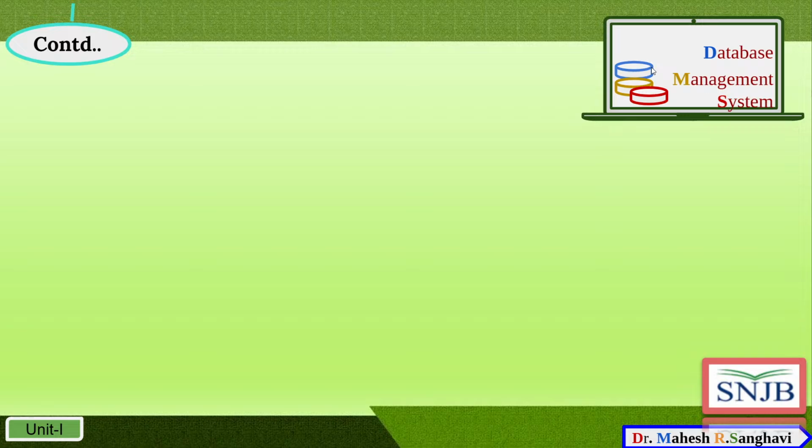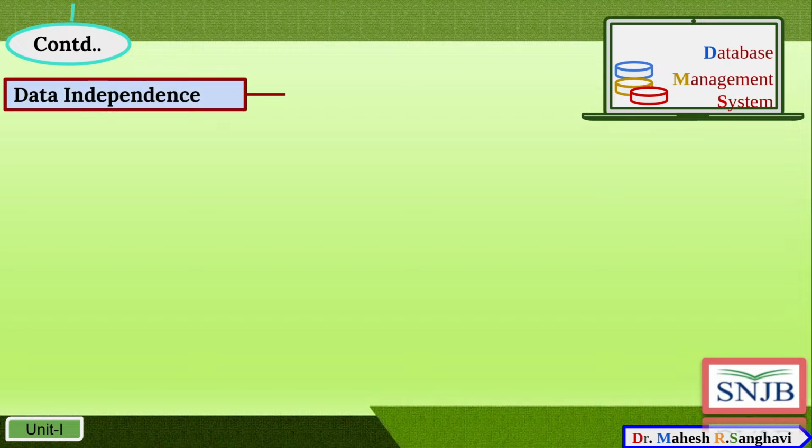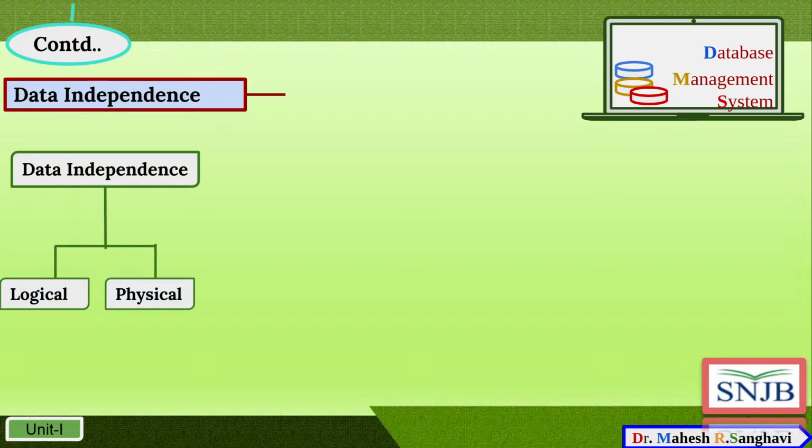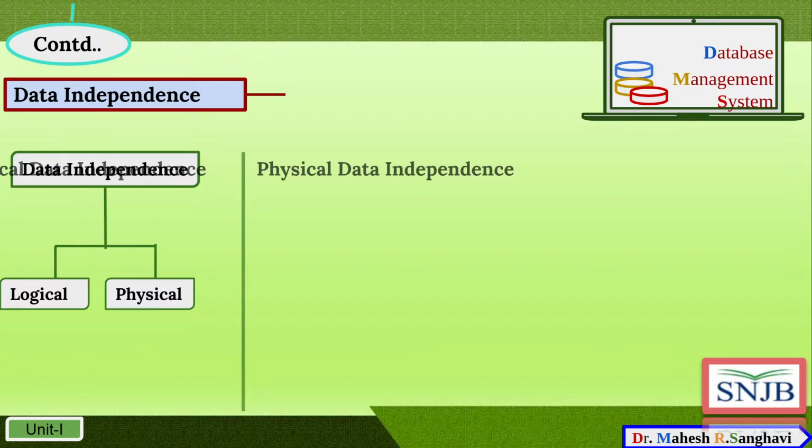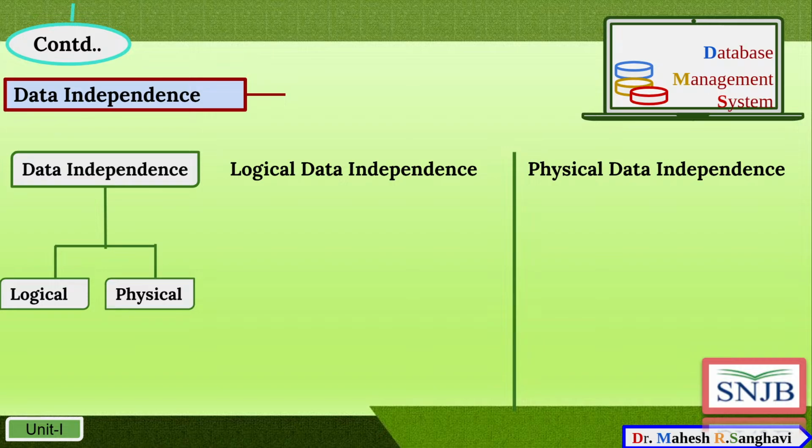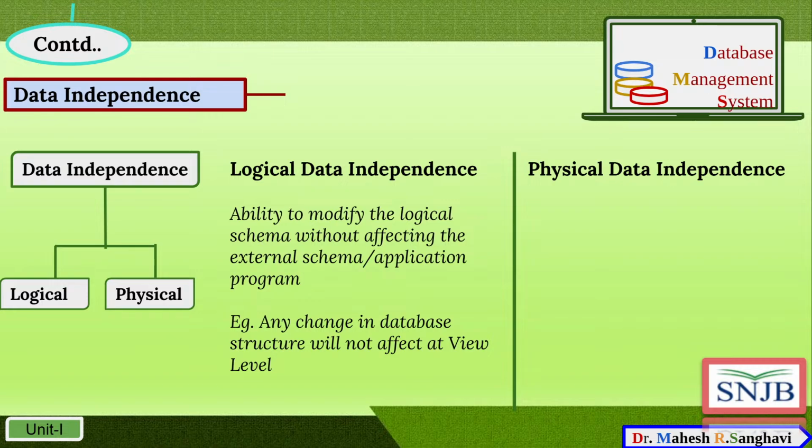Now, let's look at the second point, that is data independence. Data independence is one of the biggest advantages of using DBMS. It means that changes in one level of the database should not affect the other levels. That way, the system becomes more flexible and easier to maintain.